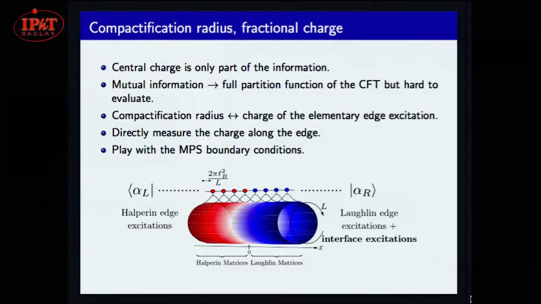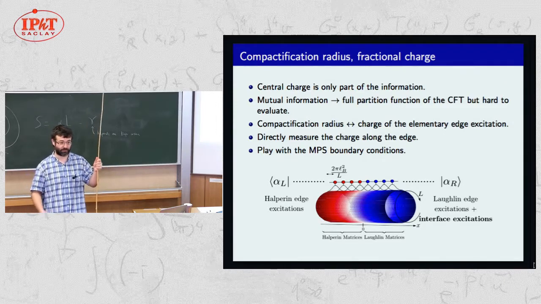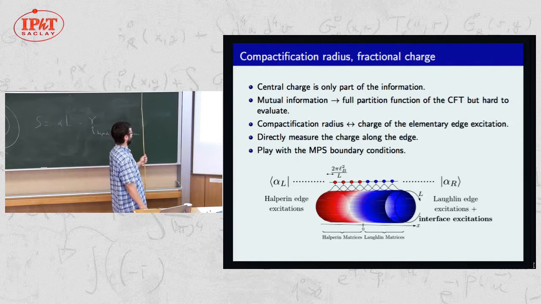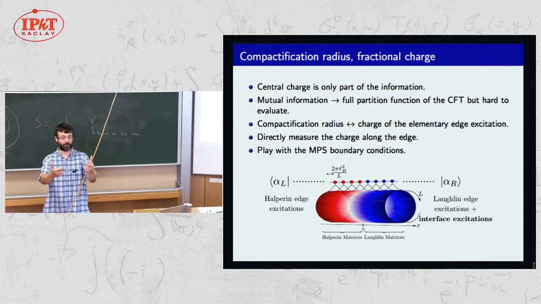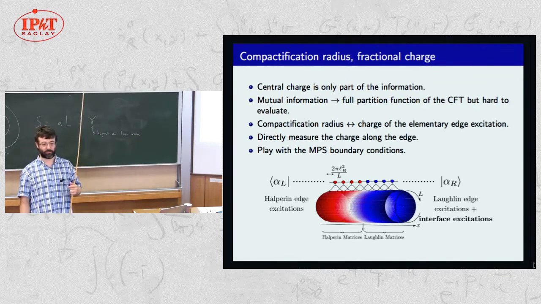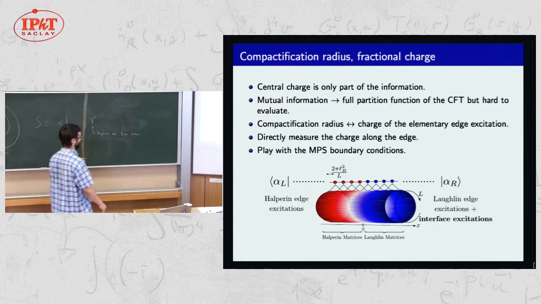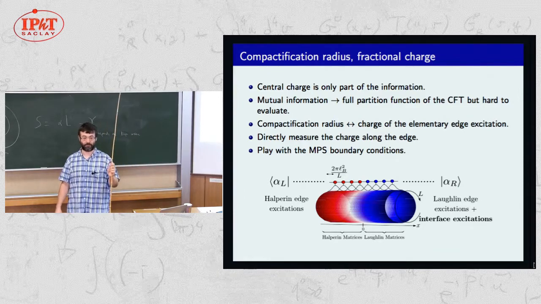The next thing one might want to extract is the compactification radius. Compact bosons all have the same central charge 1, so how can you extract the compactification radius? One first idea would be, well, in 1D I know how to do it: I should just do a 2-interval entanglement entropy. That will give me the radius of compactification. Turns out here our systems are not big enough. We can't do it.